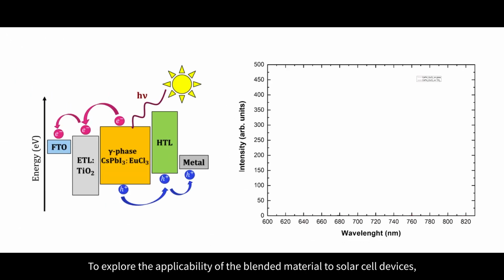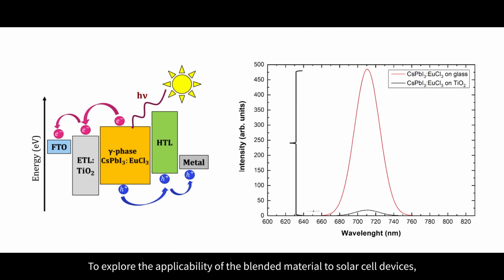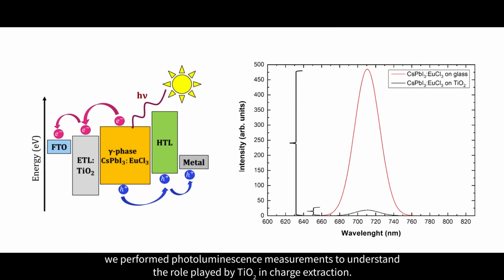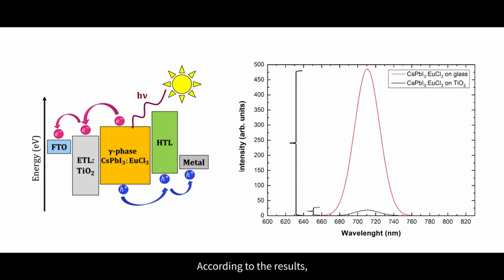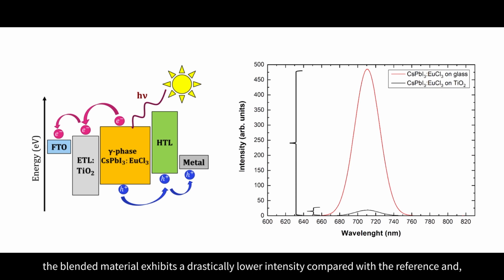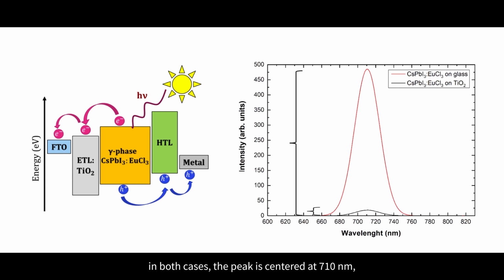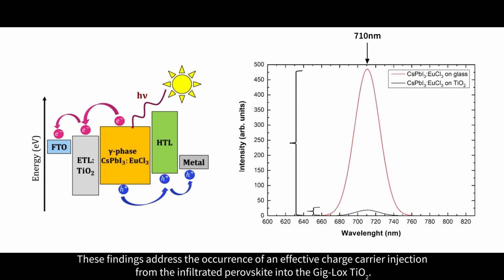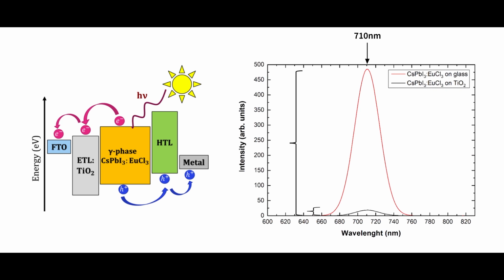Photoluminescence spectroscopy. To explore the applicability of the blended material to solar cell devices, we performed photoluminescence measurements to understand the role played by titanium dioxide in charge extraction. According to the results, the blended material exhibits a drastically lower intensity compared with the reference and, in both cases, the peak is centered at 710 nanometers, corresponding to a band gap of 1.75 eV. These findings address the occurrence of an effective charge carrier injection from the infiltrated perovskite into the Gig-Lox titanium dioxide.